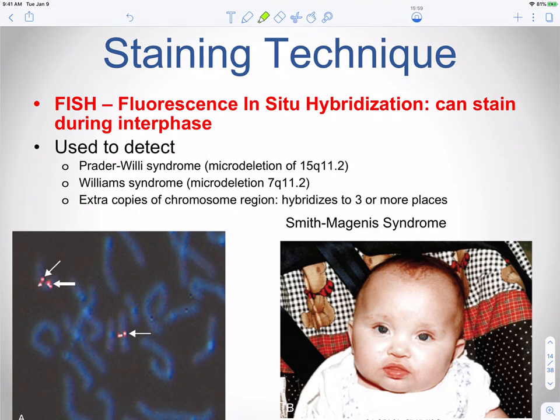There is another staining technique called fluorescence in situ hybridization. These can stain during your interphase, and this is going to be sort of like a probe staining. In order to use this staining technique, you have to know what you're targeting. You have to have a target for it. Because we do know the regions, for example, of Prader-Willi, as well as another disease called Williams syndrome, your probes can identify those. So you can use this very specific technique. You're not highlighting the entire chromosome. You're just focusing in on a specific area of the chromosome.